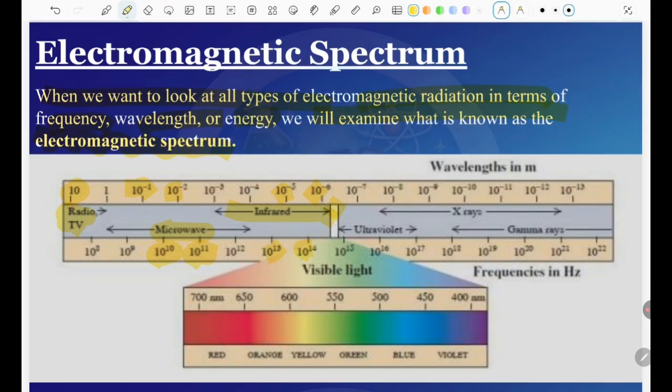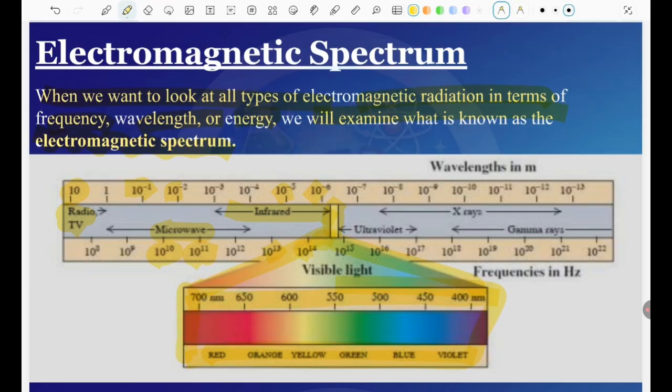Then we have that white line, which has the visible light, made of the 7 colors of the rainbow. Every color has a different wavelength. This is visible light. The rainbow is something we learn about when we do reflection or refraction, so let's not go into too much detail now.